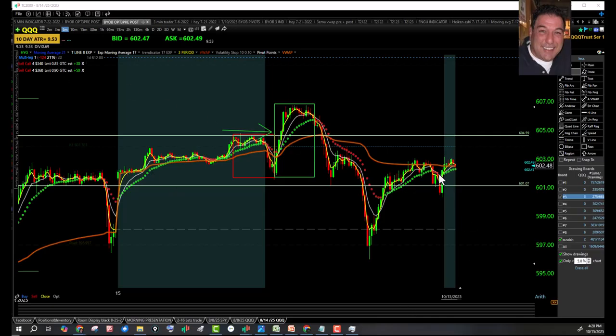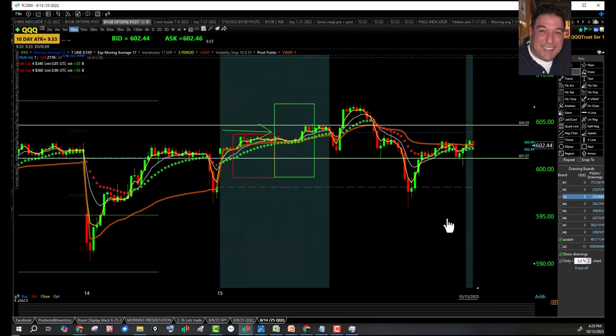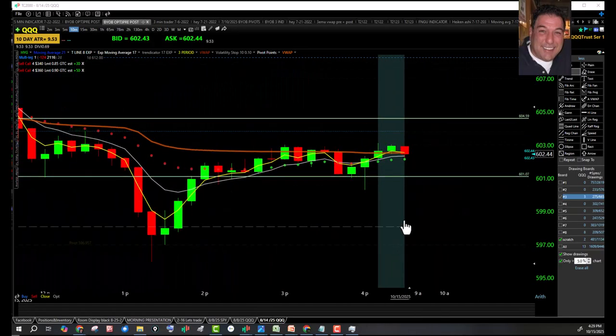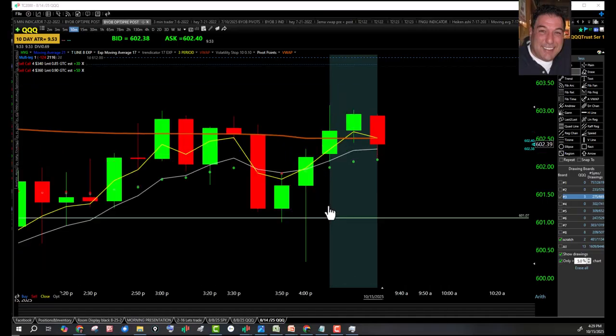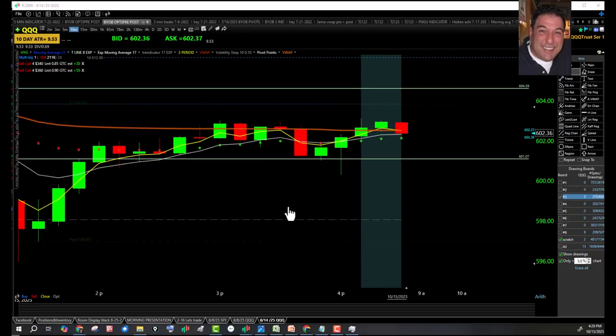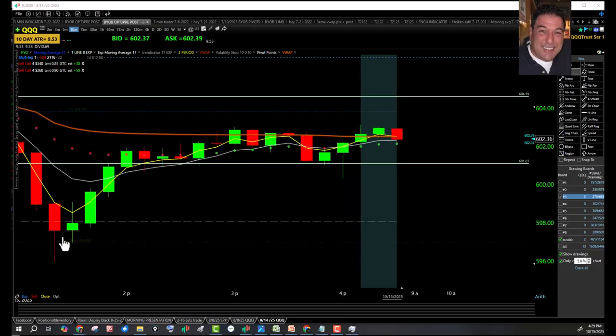Okay, so there's QQQ. Let's look at QQQ on the 10-minute chart. Okay, I'm going to clear all this off. On the 10, we have an uptrend, but yet we're not breaking down and we crossed under. So I'm going to call this consolidation, or a weak one candle uptrend, or bullish consolidation. Either way, it's the same to me.